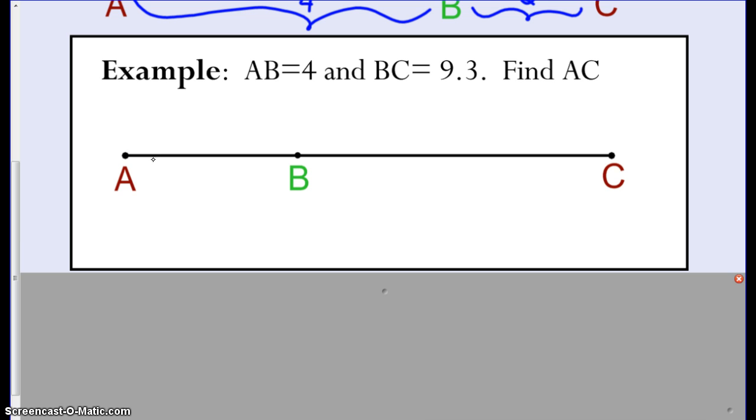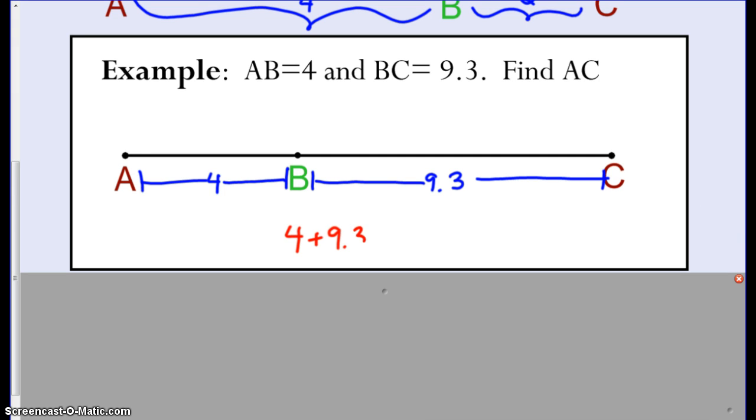First off, AB is 4 units long, and BC is 9.3 units long. So what would be the total AC? All you have to do is add 4 plus 9.3 and you get 13.3. Done. That is the length of AC.